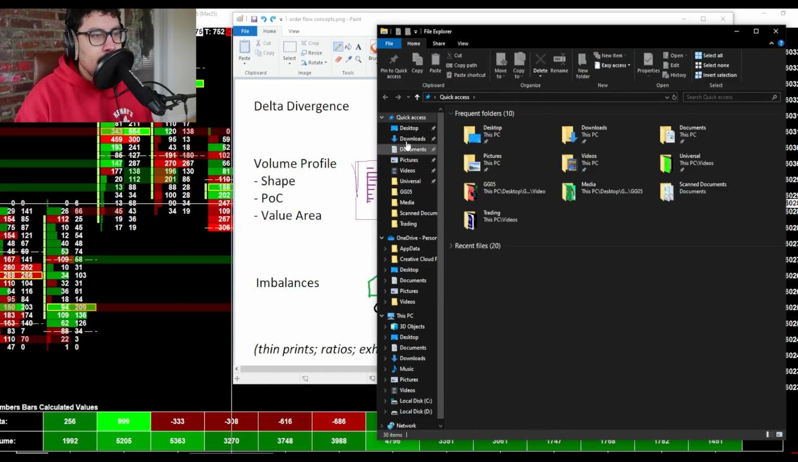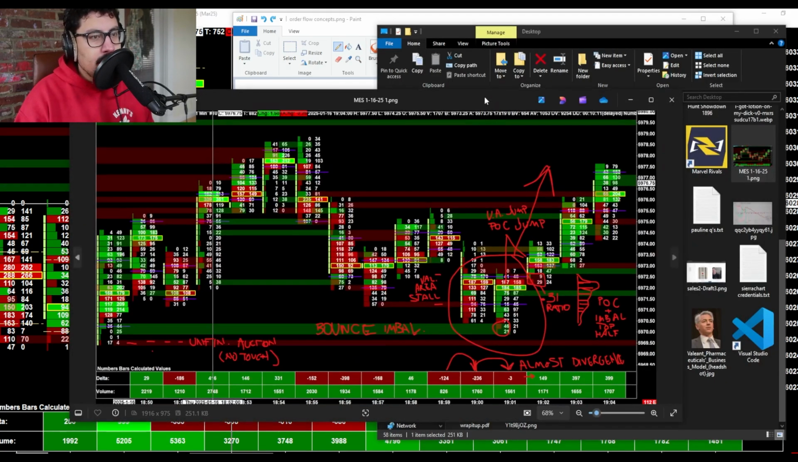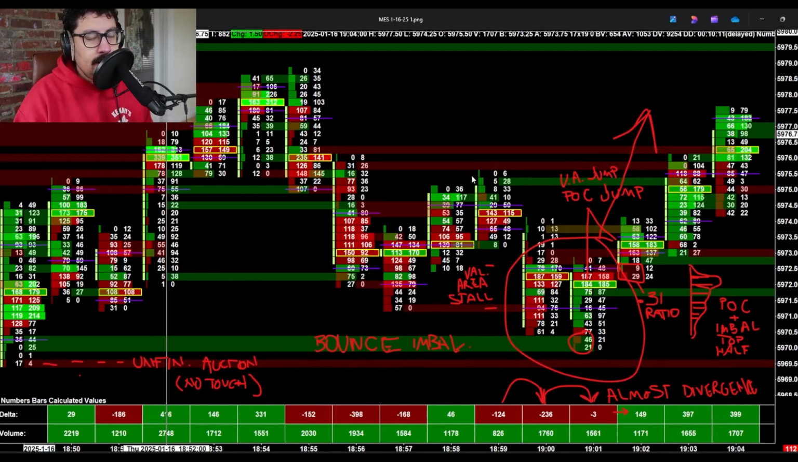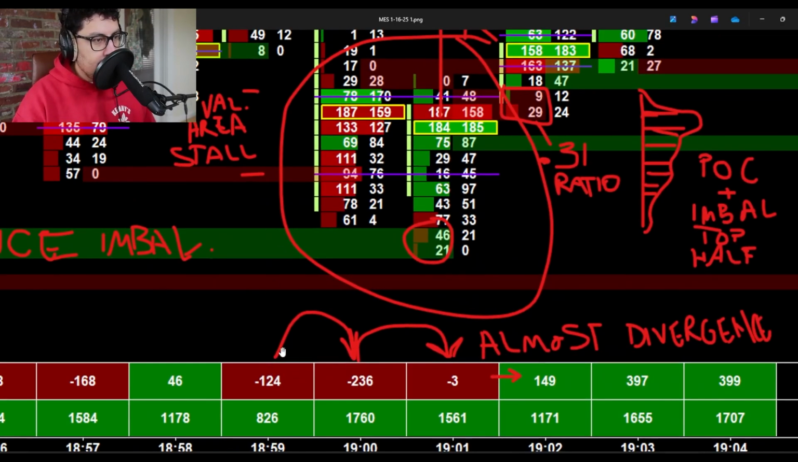These were a couple trades that I marked up that I wasn't really going to show because it looks like just schizo writing. But if we focus on the delta, you have three back-to-back bearish deltas. What you see here is that it goes lower. It doesn't turn green, but it's -3. So you go from -236 all the way up to -3 with a low.